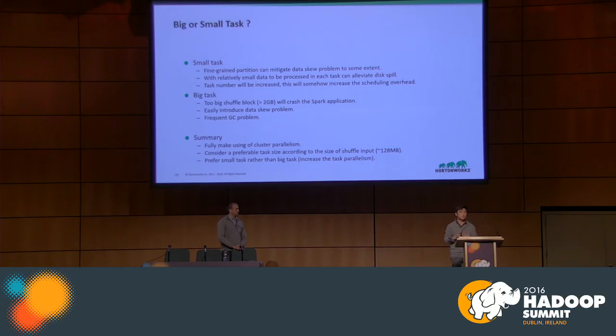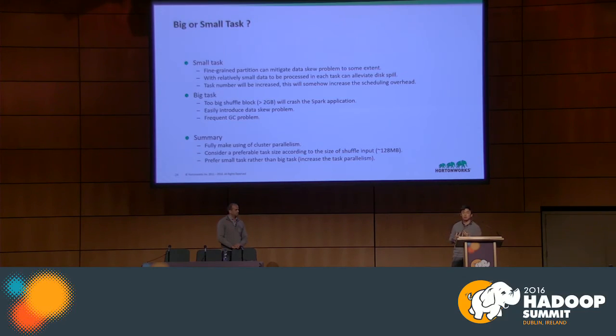First, I think we should follow the usage of the cluster parallelism. Say if our cluster parallelism is 100 and we only set the task parallelism to 10, then actually we can only use 10% of the cluster's parallelism. That is not so efficient. So at least we should follow the usage of the cluster parallelism. And then, how to choose a reasonable task size?